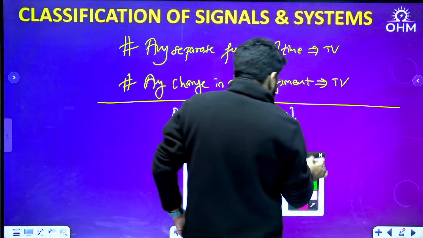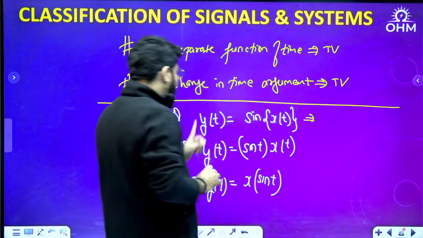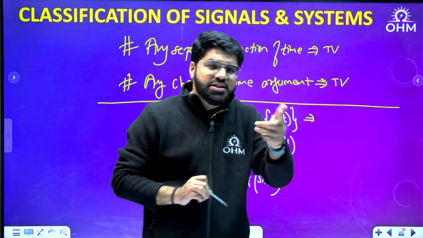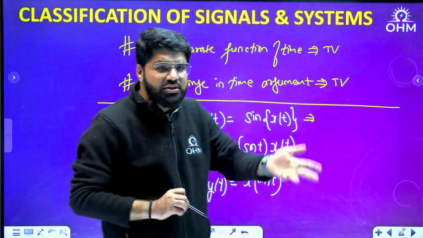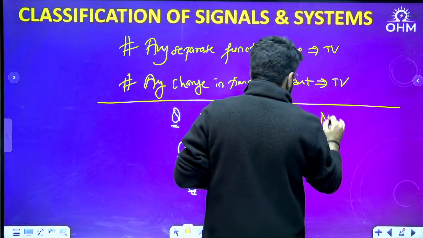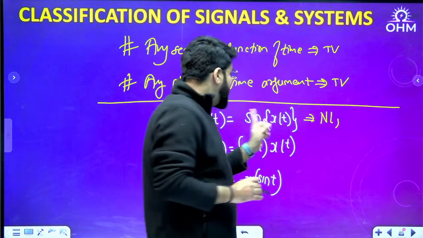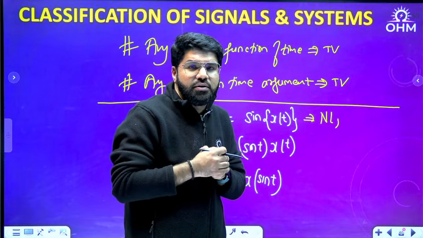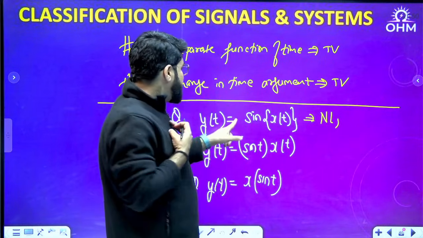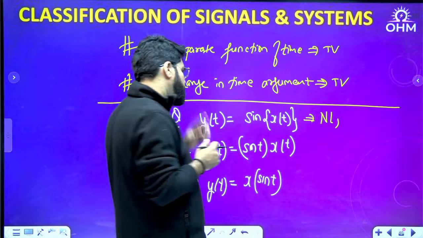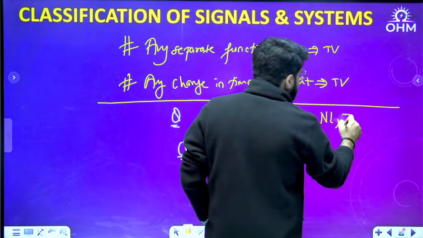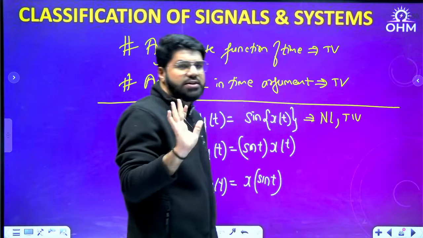The first case, how the output depends on input: sine of x. Only x power 1 function is linear. Sine x, e power x, cos x are non-linear. So this is non-linear. But is there any separate function of time? What are the factors making the system time variant? Is there any separate function of time? No. Is there any change in time argument inside bracket? No. So this system is time invariant. Directly you look and answer now.